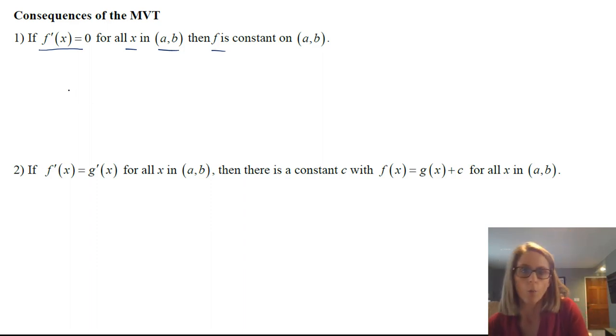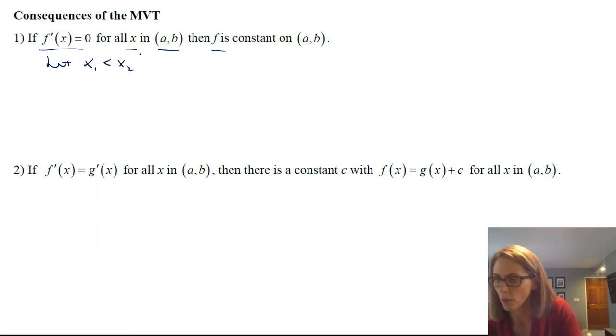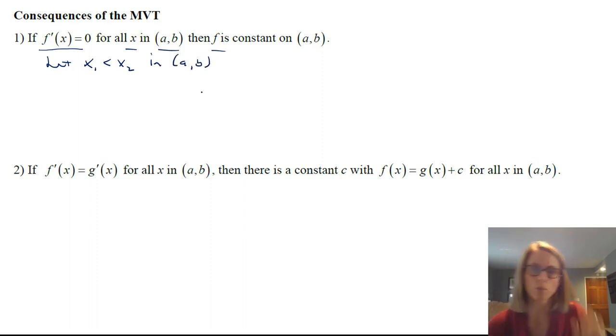So to think about this, we're going to let x1 be less than x2 in our interval AB. So that just tells us that x1 is a smaller x value on the interval. So x1 is here, x2 is here. We don't know what they are, we just know that they're in the interval, and we know that x1 is a smaller value than x2.